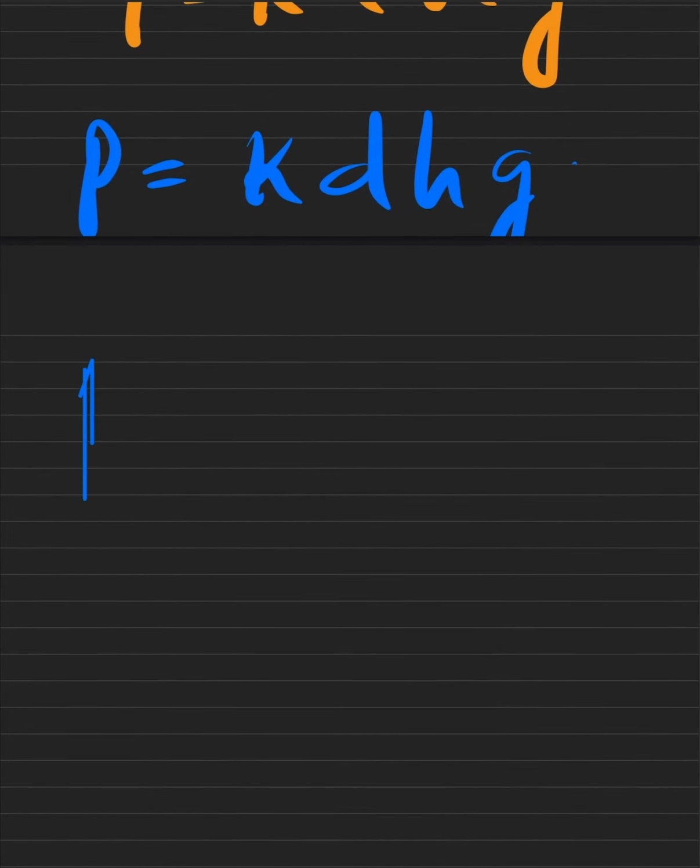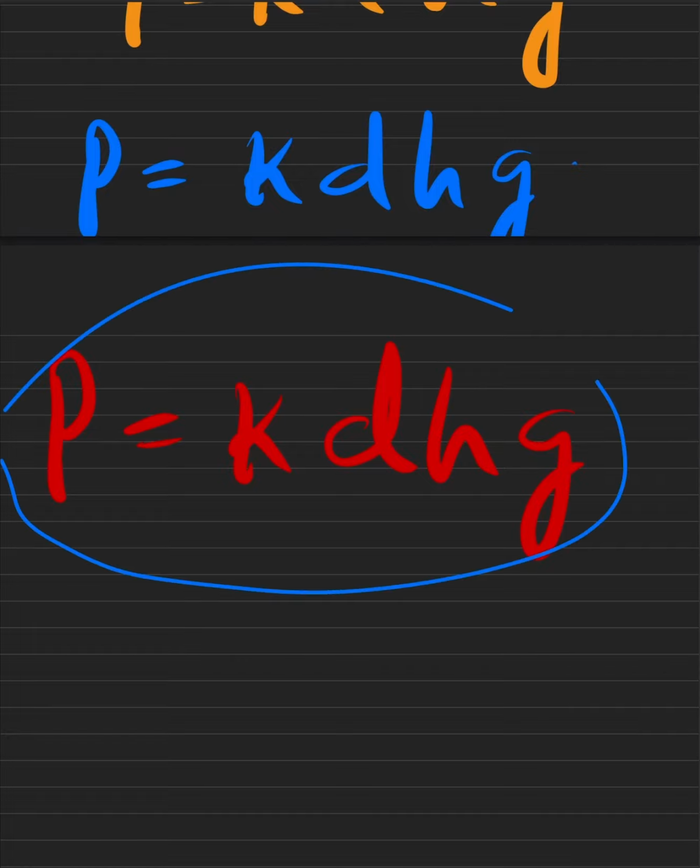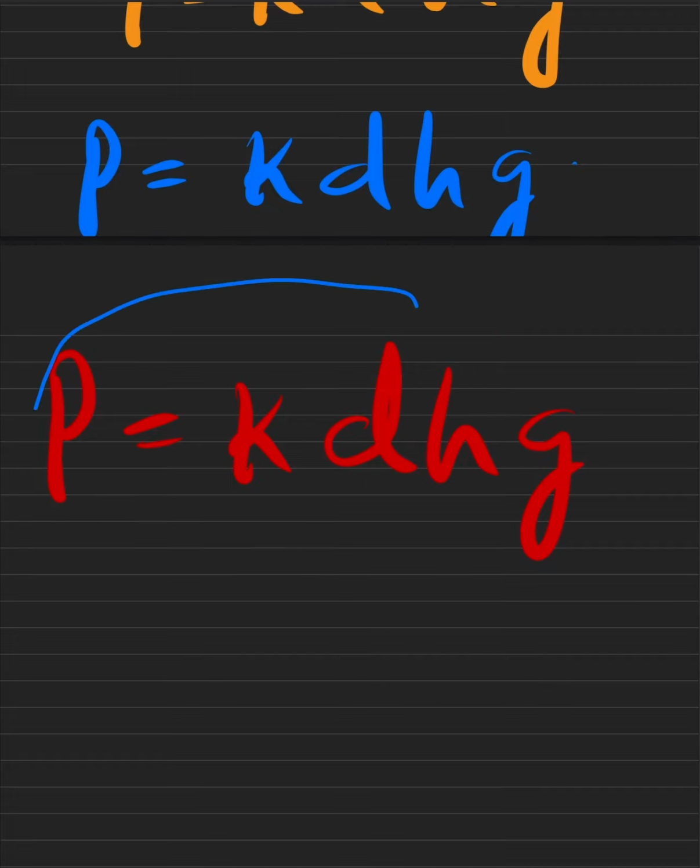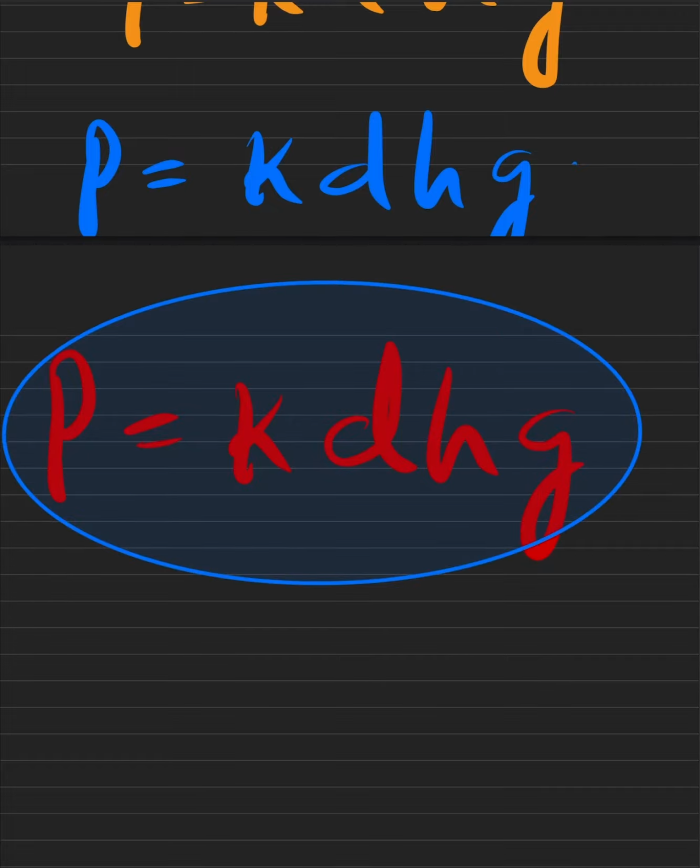I can rewrite it here to show you. We are going to have the pressure is constant K, density D, H, and G. So that is going to give us something like this. Right. So this is the final you are going to have. But it has been proved.